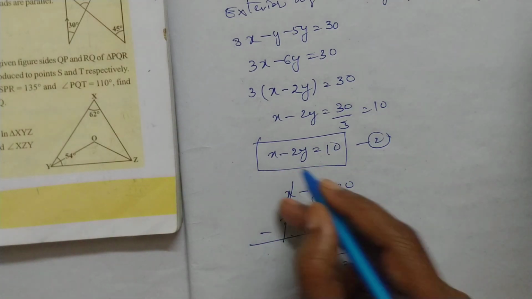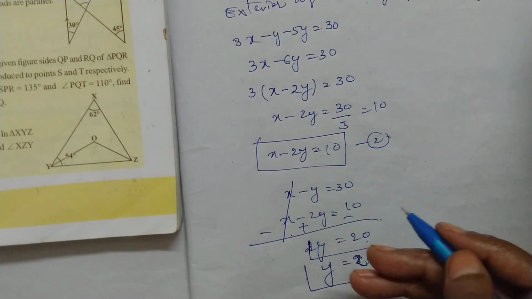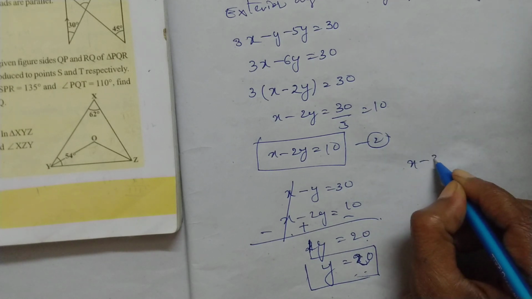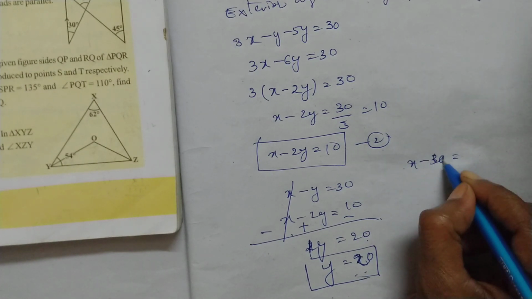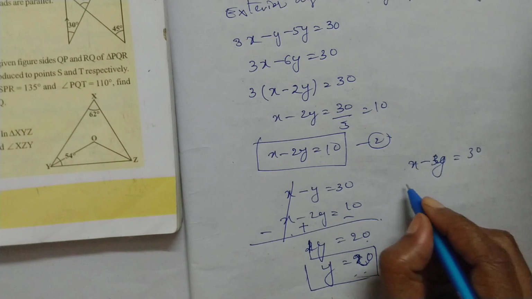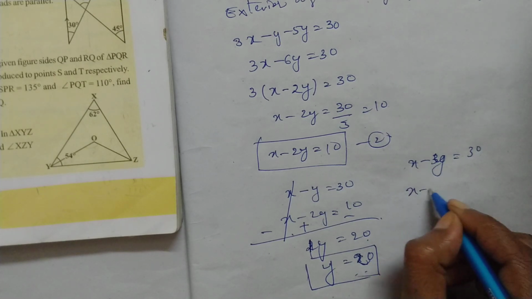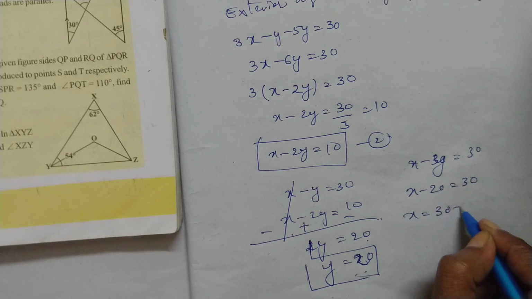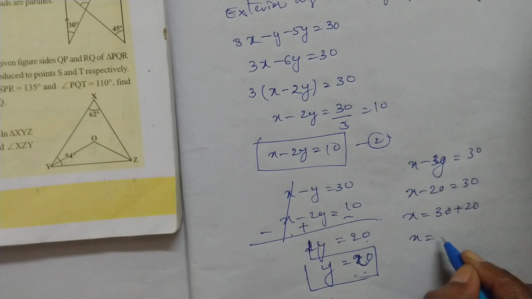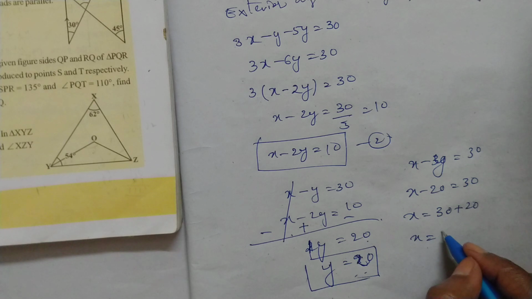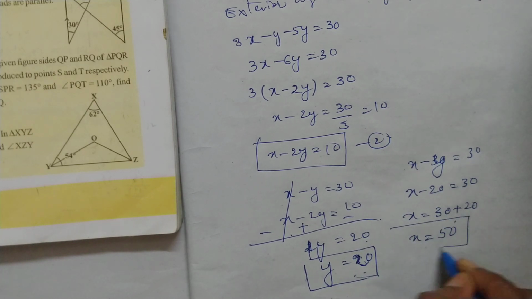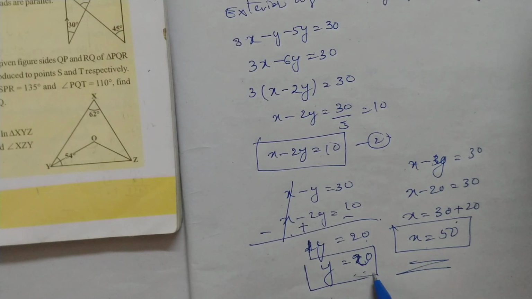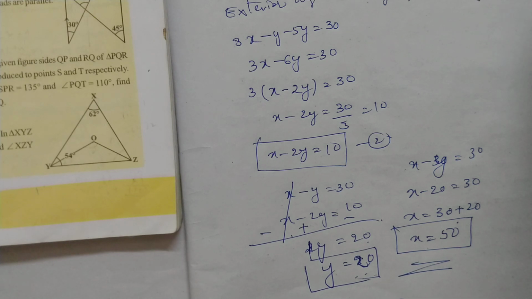Then substituting into either equation, x minus y is equal to 30 degrees. The y value we got is 20, so x minus 20 is equal to 30 degrees. x is equal to 30 plus 20, so x is 50 degrees. So x is 50 and y is 20 degrees. Hence proved.